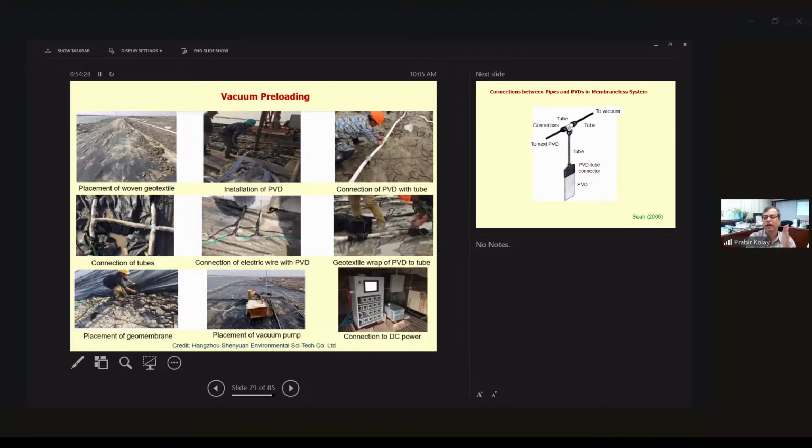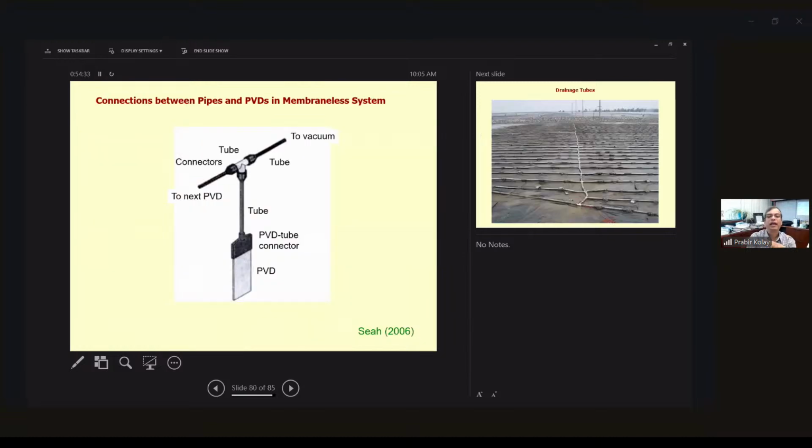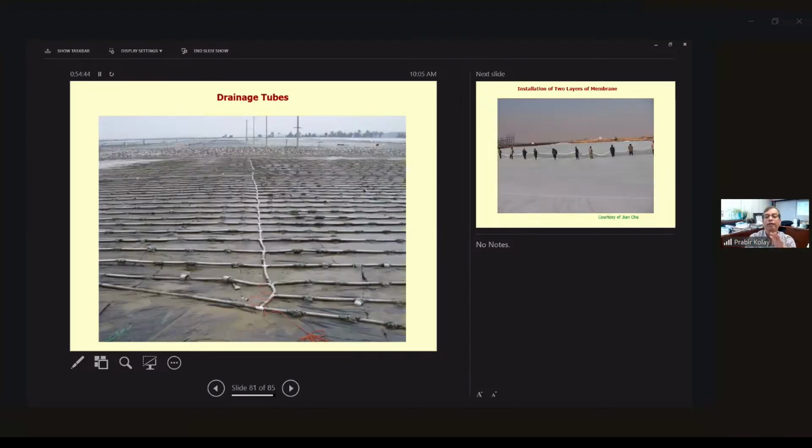The vacuum preloading, including this one, the electrokinetic geomembrane. Then the connection between the pipe and the geomembrane, and how the PVD is connected to the vacuum tube, and next to the PVD. So all these three connections are there. This is how the drainage tubes look. A lot of pictures. Again, these are pictures from Shanghai, China.